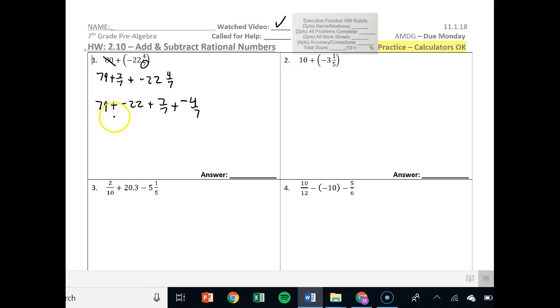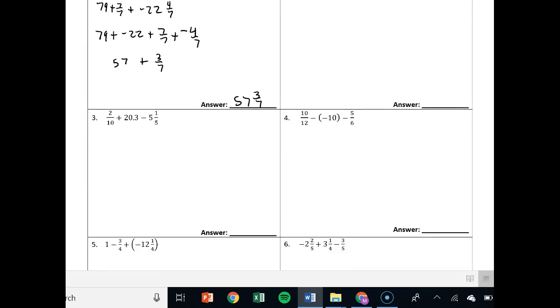So we got a DSSM problem here. So 79 plus negative 22 equals 57 plus 7 plus a negative 4 equals 3/7. So those are same signs I'd keep, so I get 57 and 3/7. If I were you, I'd pause and try and do number two.